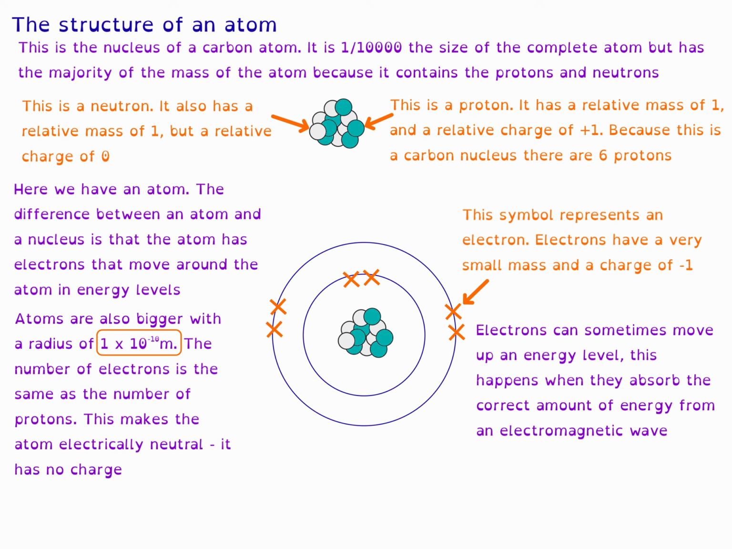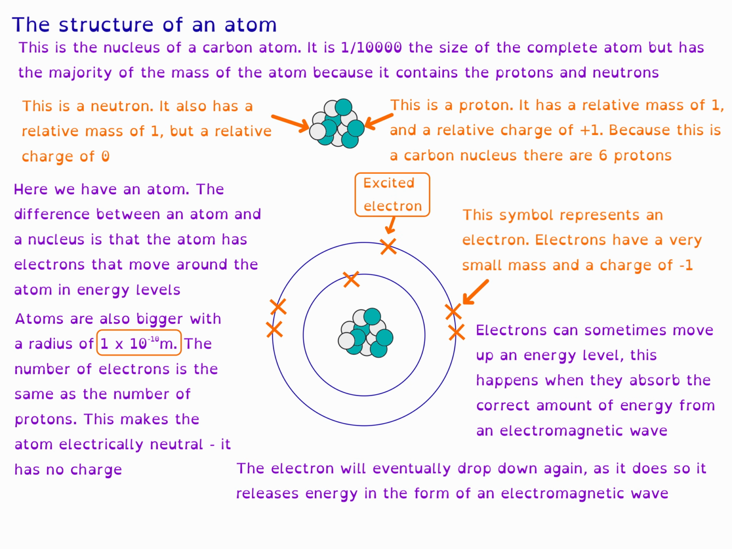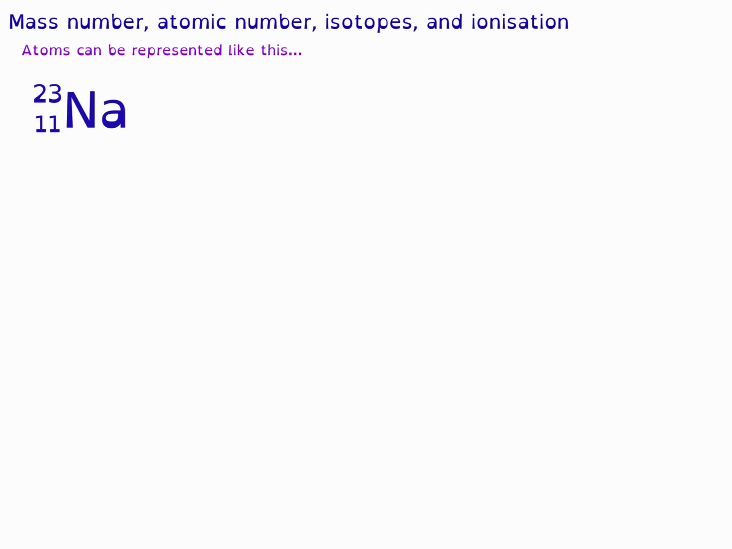Electrons can sometimes move up an energy level. This happens when they absorb the correct amount of energy from an electromagnetic wave. The electron will eventually drop down again, and as it does so, it releases energy in the form of an electromagnetic wave.